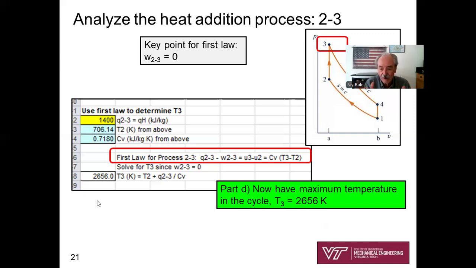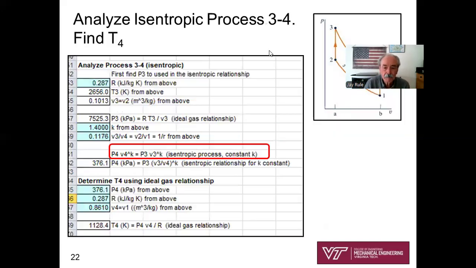And we're halfway there on net work because we had that little side project of calculating the work from 1 to 2 that turned out to be a negative number. Now, we know we need the work from 3 to 4. So we're going to need T4. We know we're going to use the first law. We don't know T4, so how will we find it? We recognize that process 3 to 4 is isentropic, reversible adiabatic. Q equals 0.